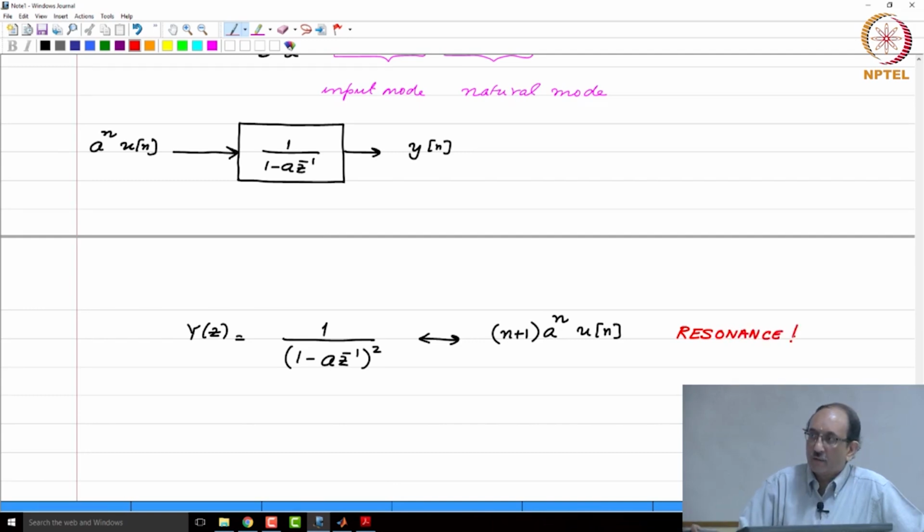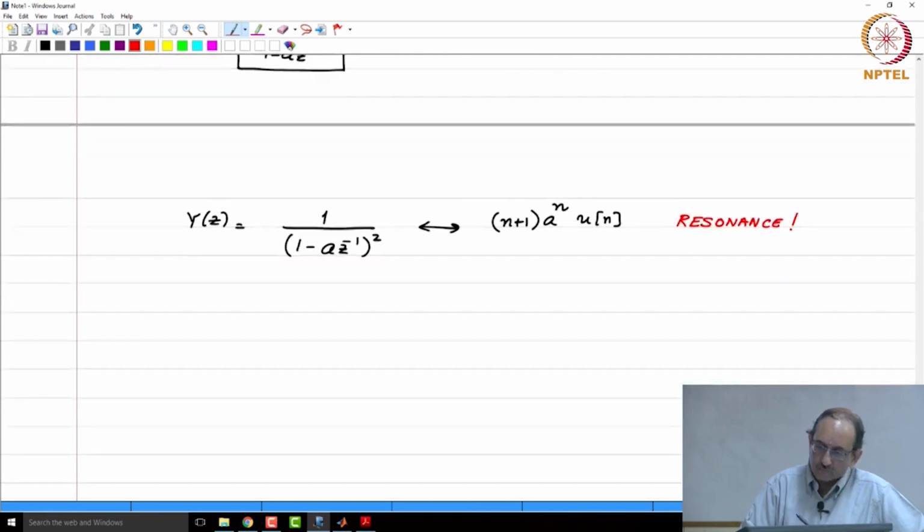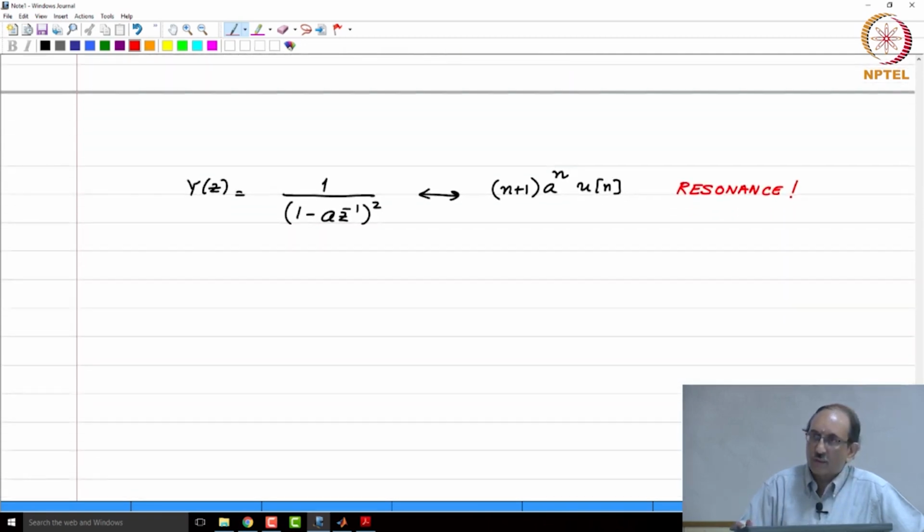So, this is indeed resonance. That is why the response initially grows, but then eventually exponential decay is stronger than polynomial growth, therefore, the response dies down. So, this is indeed exactly the phenomenon of resonance, which is what you expect whenever you excite a system at its natural modes.